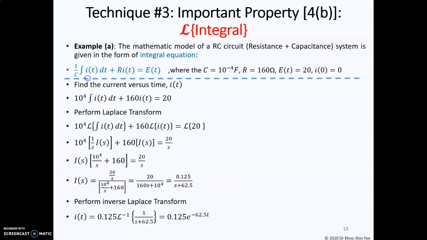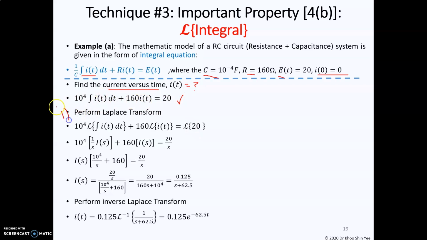In this example, we have an integral equation like this, where your C, R, E constants are given, and your initial condition at t equal to 0, your current I is equal to 0. So we have to find the current versus time, where we don't know what i(t) is here. After you substitute all the constants, you get this equation.